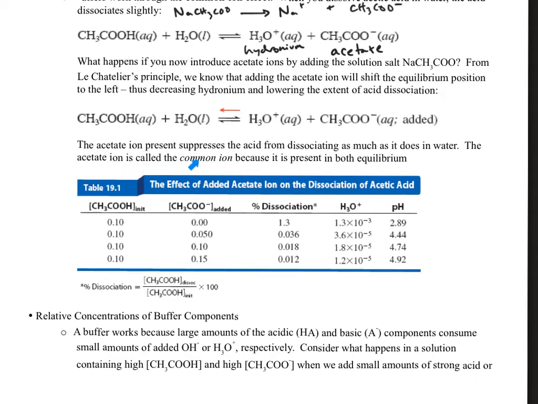The acetate ion is called the common ion because it's present in both equilibria. We have the acetate ion here from the salt, and the acetate ion here from the acid. Right there and right there. The same ion, so it's called the common ion effect. So you basically need either an acid or a base and a salt with the exact same ion in it. That's how you create these buffers.